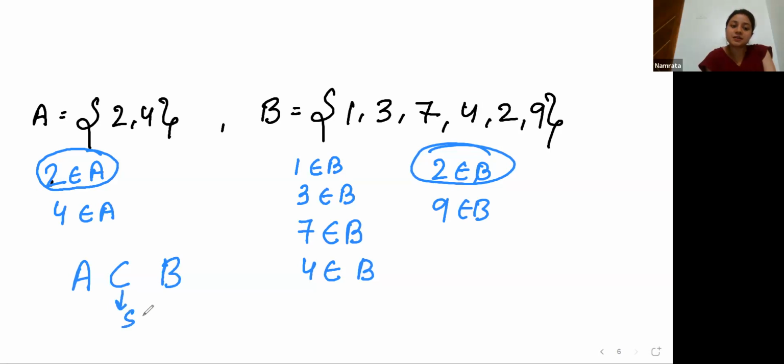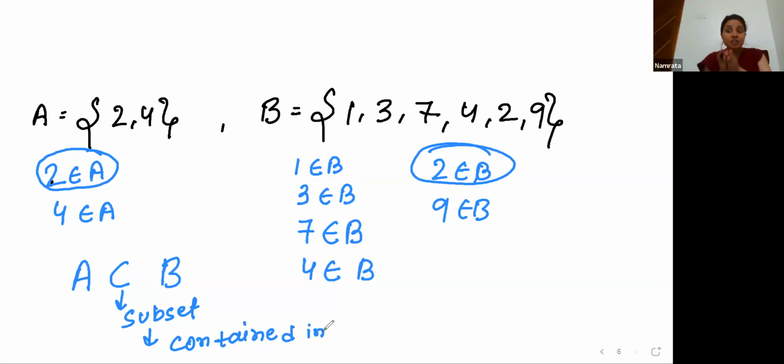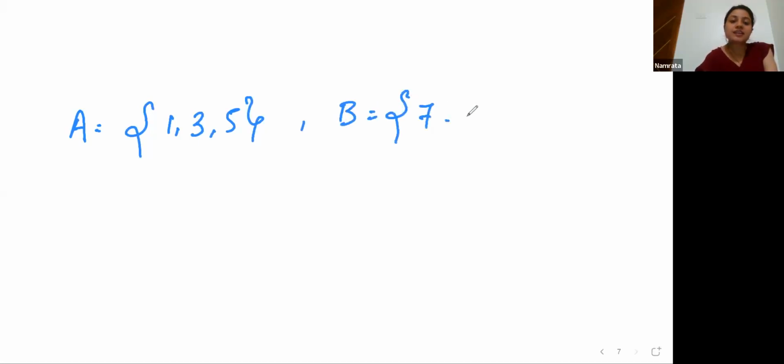This is called subset. Or this is also called A contained in B. Make sure all the elements of A must be there in B. If any element of A is not there in B, then we can say A is not a subset of B. Let's take one example. Let A be 1, 3, 5, and B be 7, 9, 5, 11.